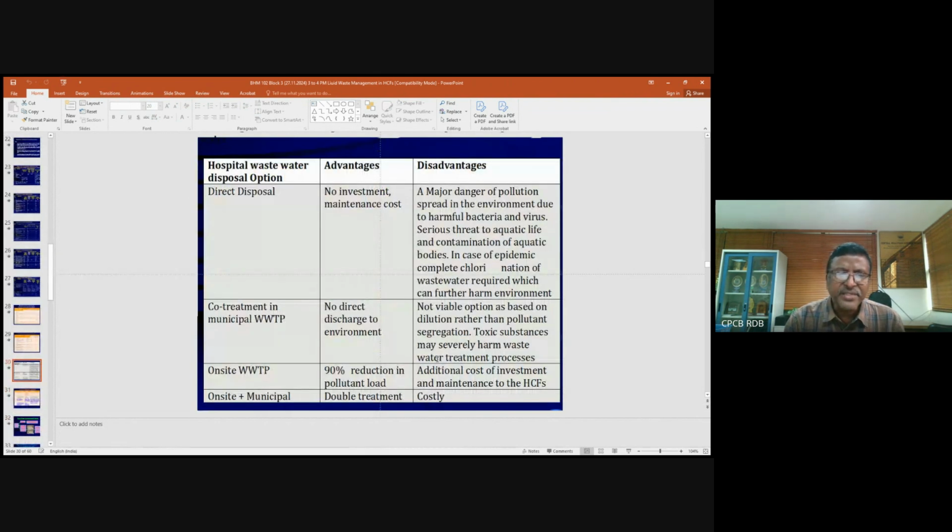What are the methods available for hospital wastewater disposal? The first option is direct disposal, which means no investment is required. They can discharge it, but existing provisions do not permit direct disposal. That you have to keep in mind.